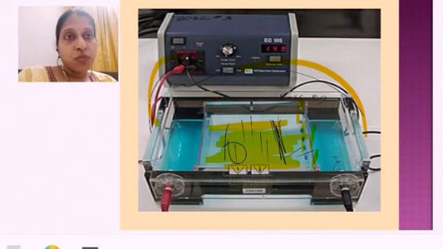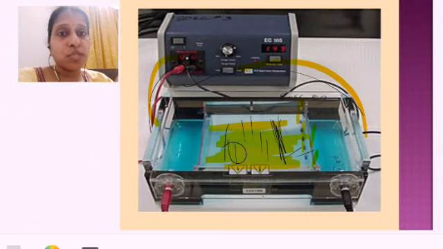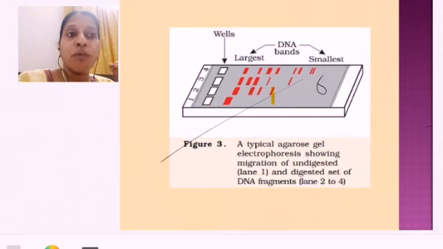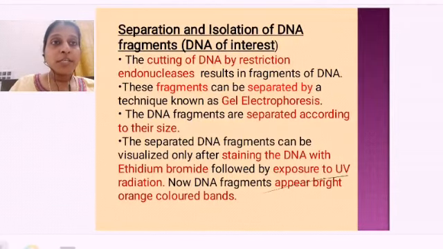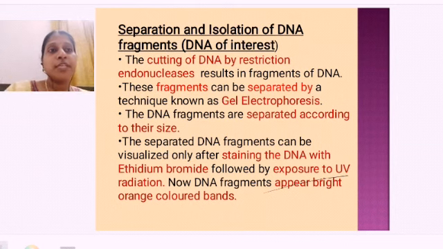That process we call elution. So agarose gel electrophoresis is used for taking out the gene of interest. We will just read it out: separation and isolation of DNA fragments.